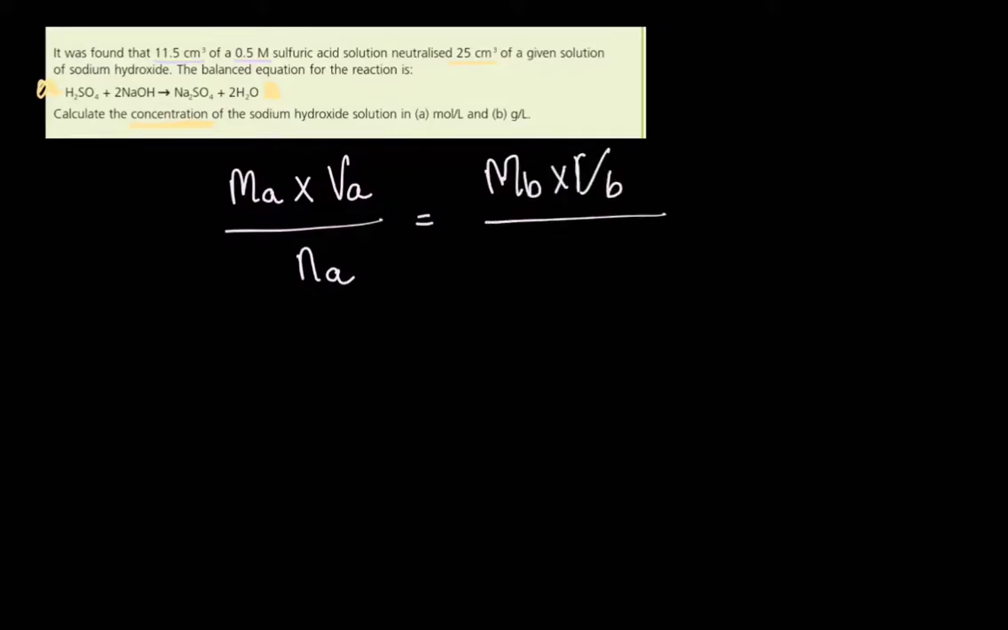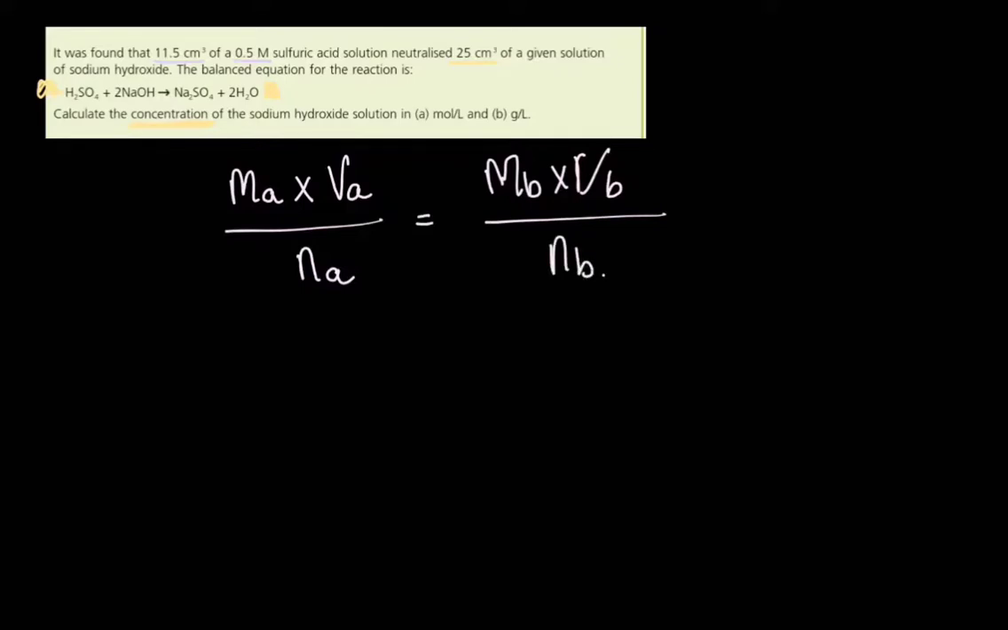So calculate the concentration of the sodium hydroxide. So I need to find the concentration, again the same colour of the 25 because that's to do with the base, in moles per litre and in grams per litre. So these questions to do with titration, we often have an acid and a base, and we're usually missing a concentration of either the acid or the base. So what we're going to use is this formula: the molarity of the acid times the volume of the acid over the number of moles of the acid, and the exact same on the other side but to do with the base.